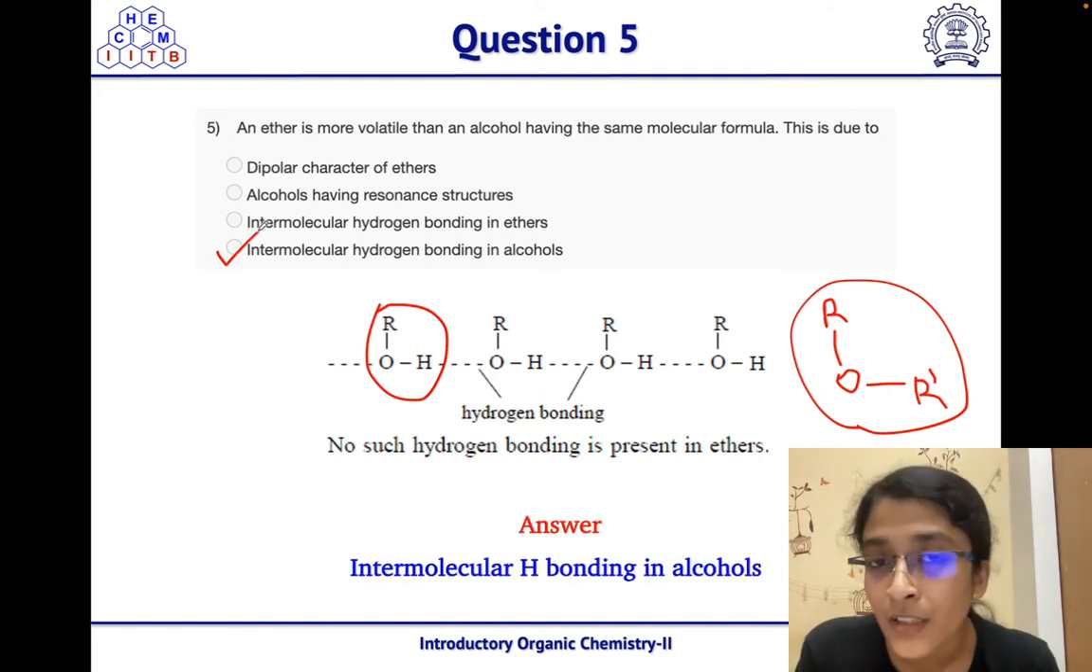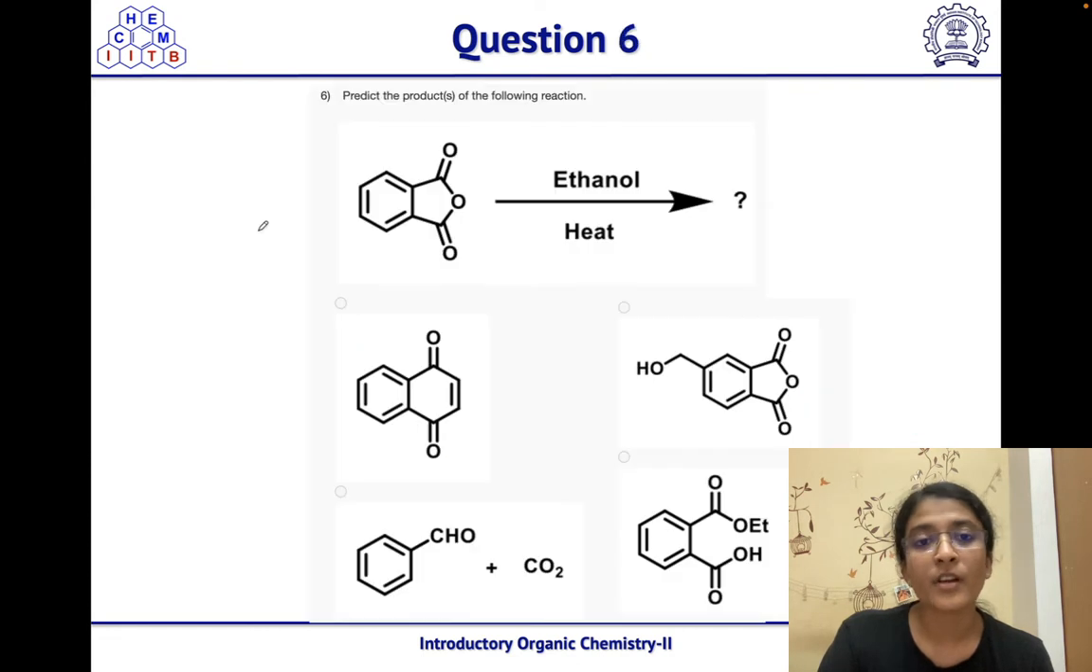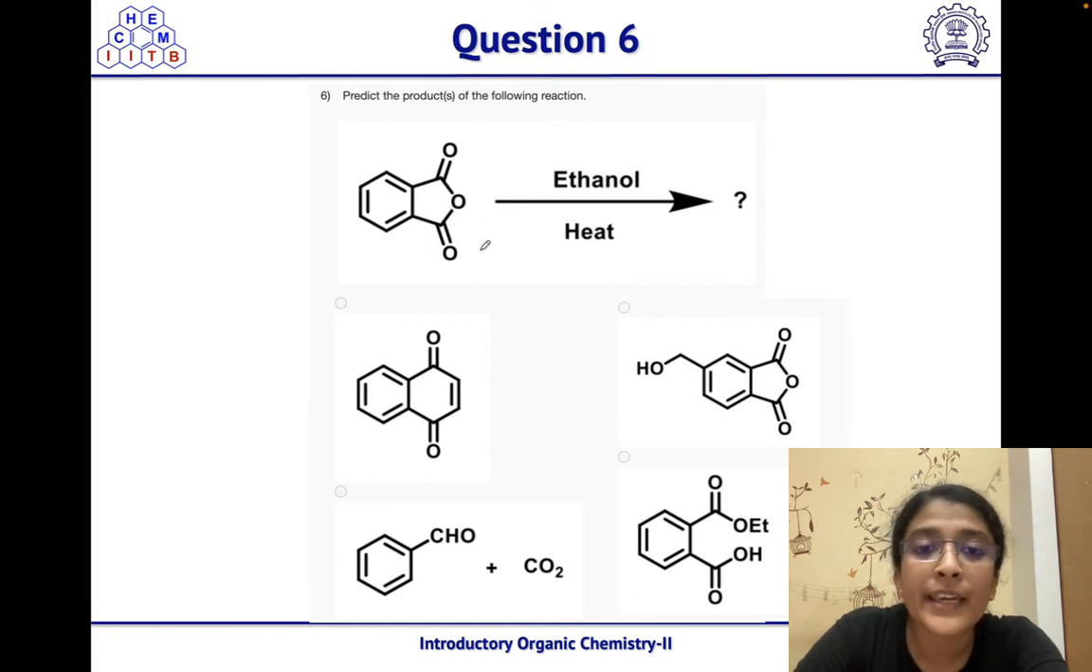Is this clear? Clear now? Clear, ma'am. Okay. Now we will move to question number 6. They have asked, predict the product of the following reaction. They have given a cyclic anhydride, and in presence of ethanol in reflux condition, what is the product that will be formed?